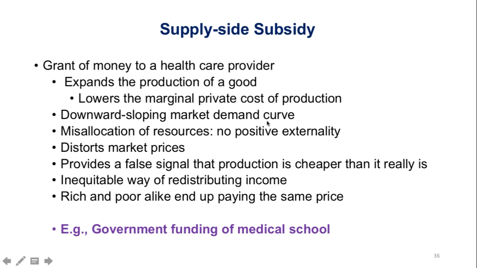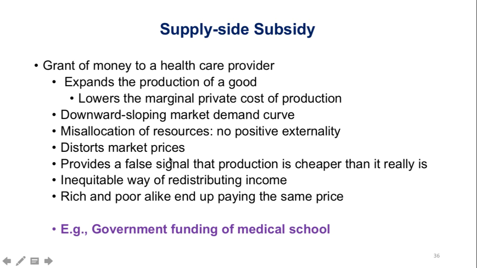Now, when the government is trying to redistribute income, there are two ways to subsidize people. One is the supply side subsidy, and the other is the demand side subsidy. Let's start with the supply side subsidy. The supply side subsidy refers to grants of money to healthcare providers, for example, to expand the production of a good by decreasing the marginal private cost of production.